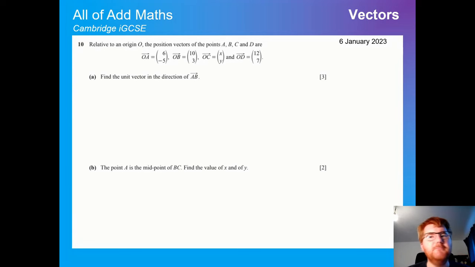Right, onto a more complicated style of question, and this really fits in well with A-level maths or IB maths. This is good training for you when you go into those courses.